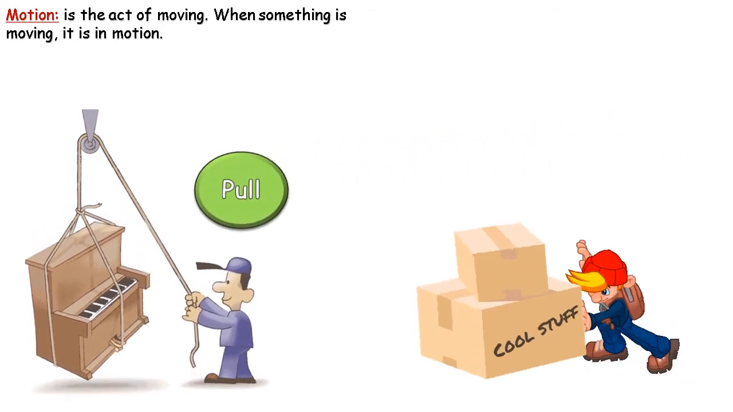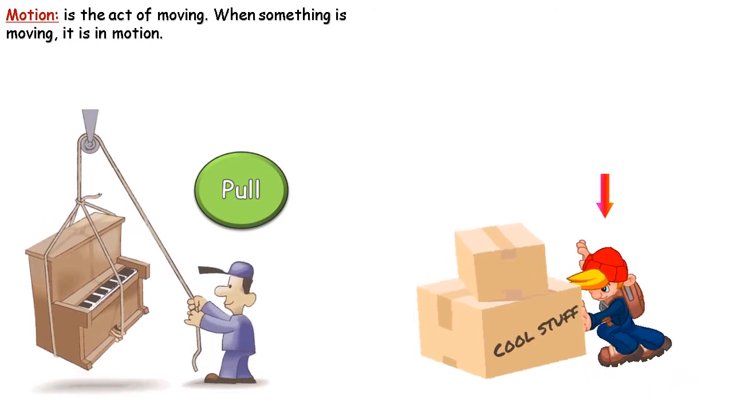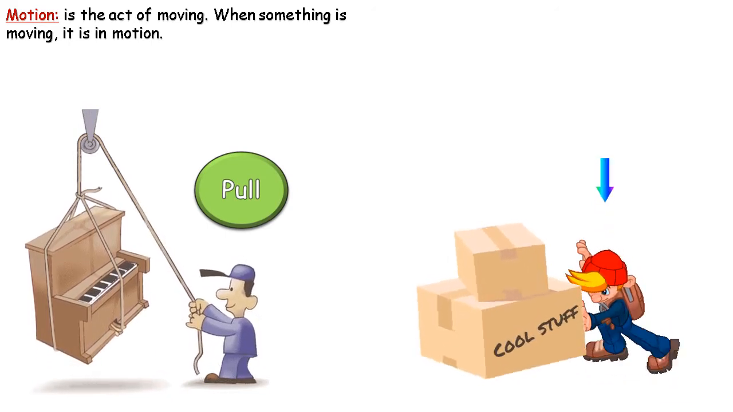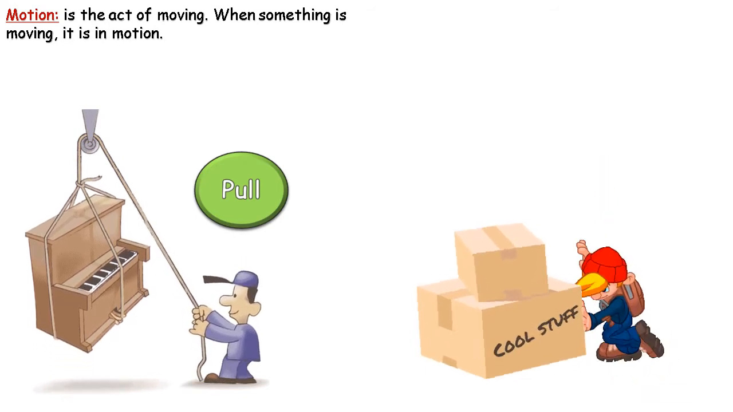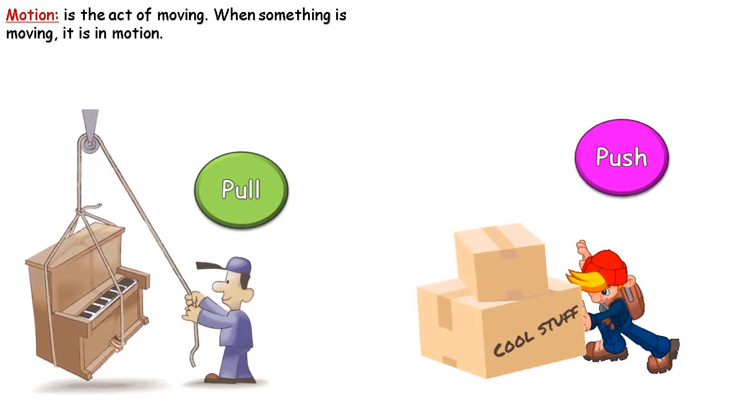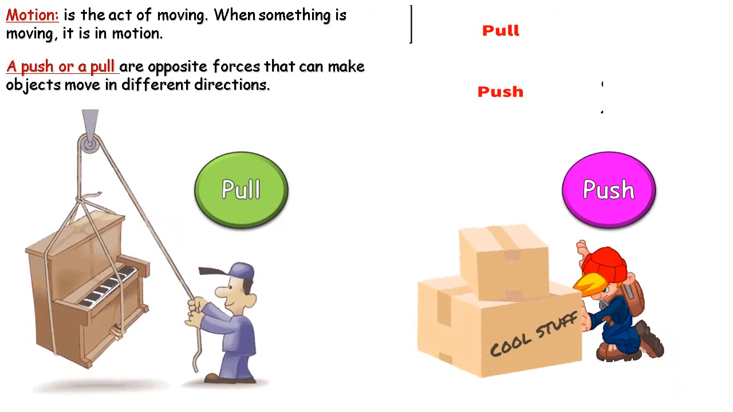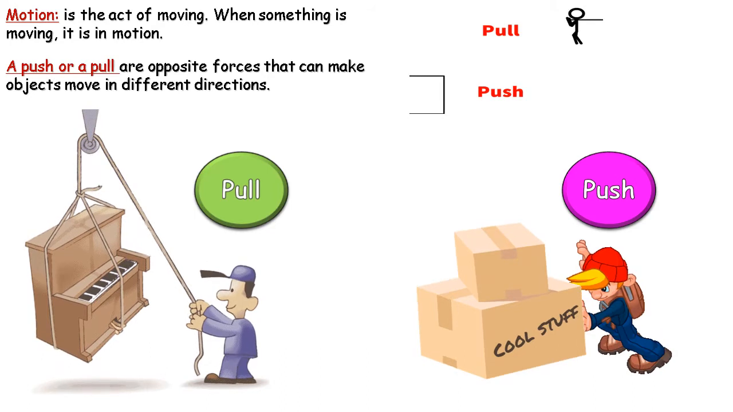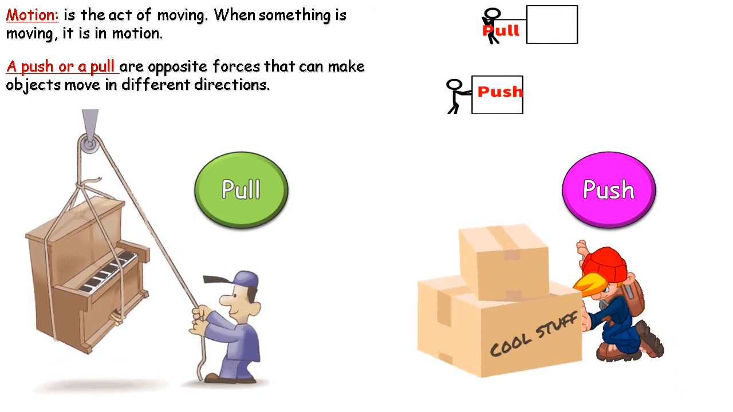Very good, a pull. Now, what about the second picture? What is causing the boxes to move? Well done, a push. So, a push or a pull are opposite forces that can make objects move in different directions.